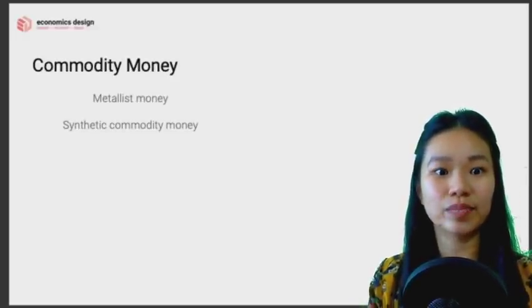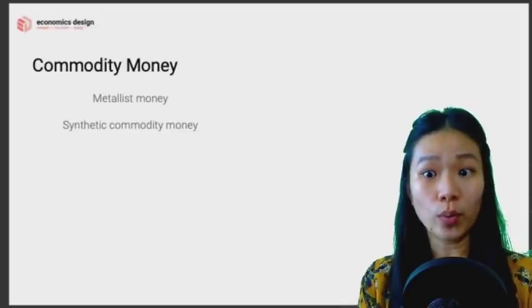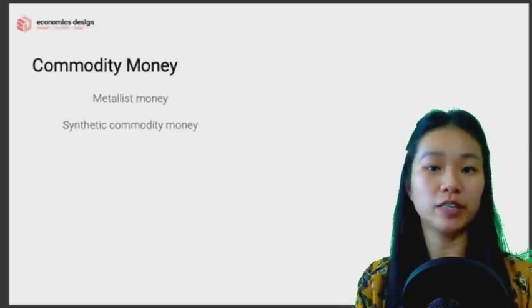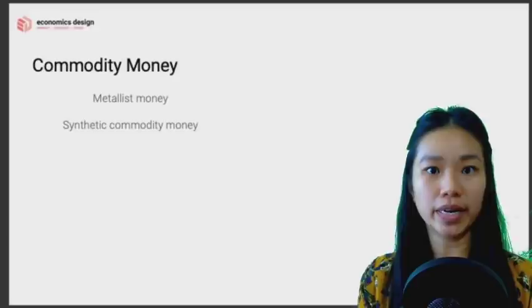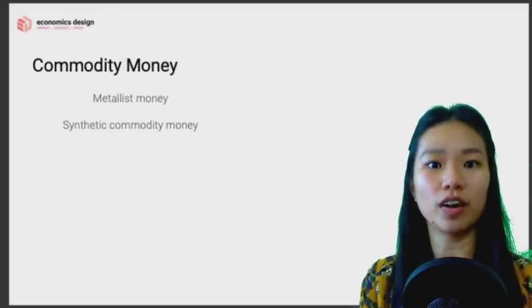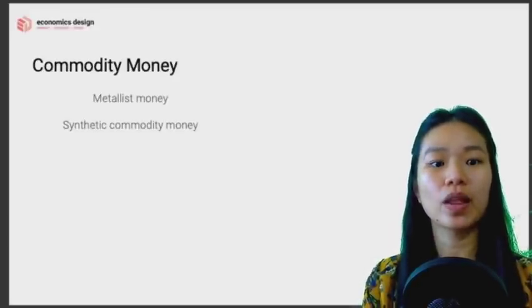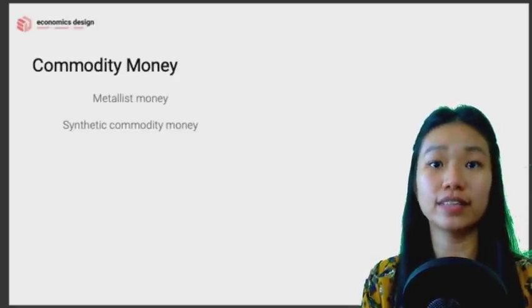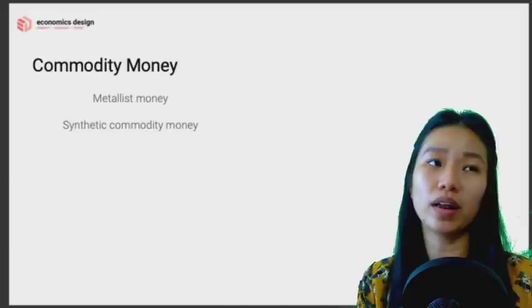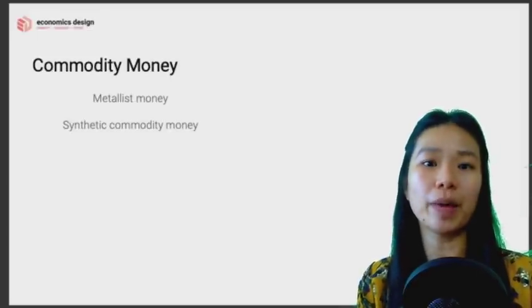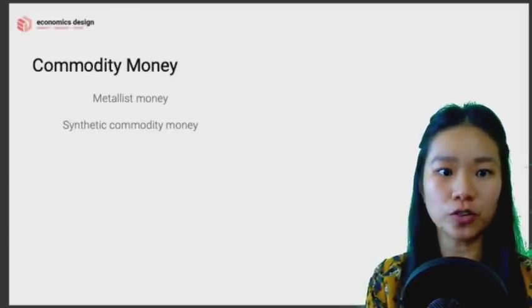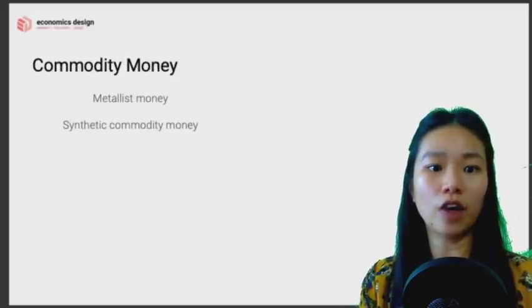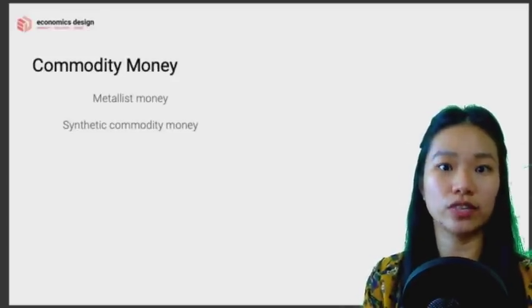What is that? So, what we have concluded right now is that commodity money is basically metalist money. So money has value because of the material used to create the money. Now, what's synthetic then? Synthetic is a digital version, or like a copy-paste version, a fake version almost of the underlying asset, which is money.